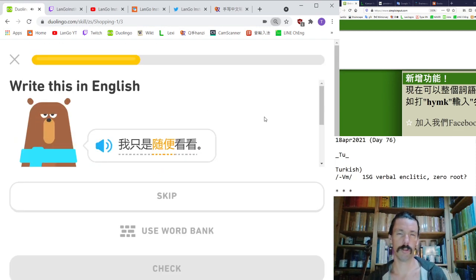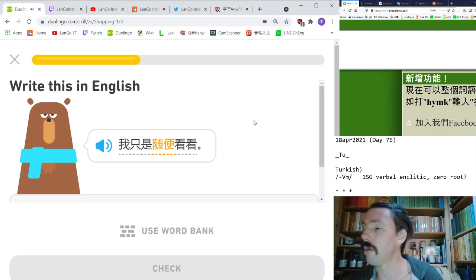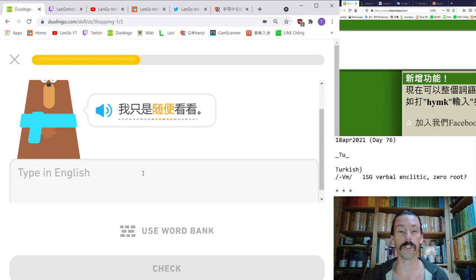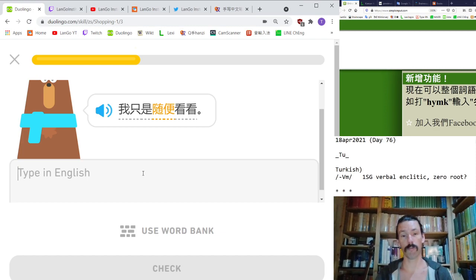我只是随便看看。我只是, I am just. 随便 is a nice expression. 随便 means sort of willingly following my fancy, however I feel, at my leisure. It's a verb object phrase. Follow the convenience. 看看, look and look, is one way to break that one down. I'm just browsing.